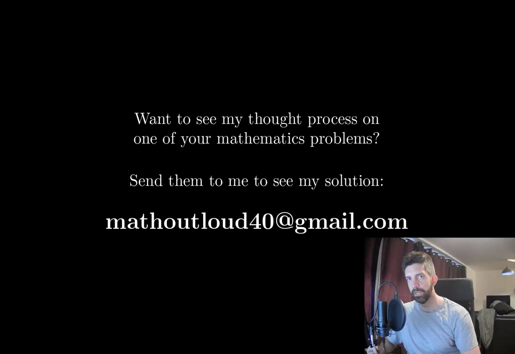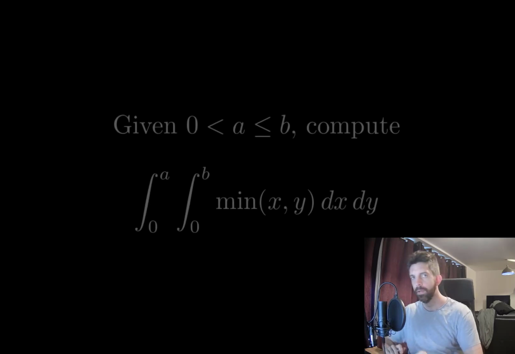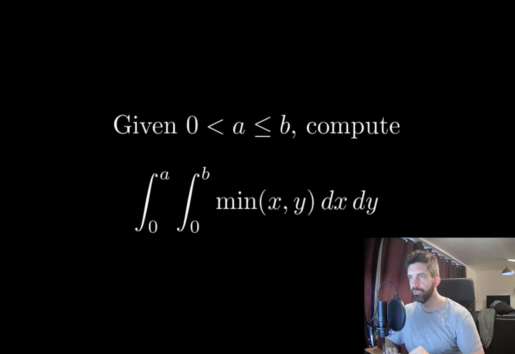Hello everyone, let's take a look at our next problem. So this is another problem submitted by a viewer. The topic is double minimum integral. And it says, given 0 less than a less than or equal to b, solve the integral from 0 to a of the integral from 0 to b of the minimum of x and y dx dy.